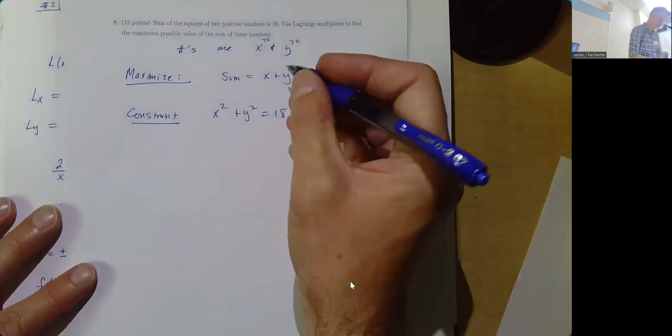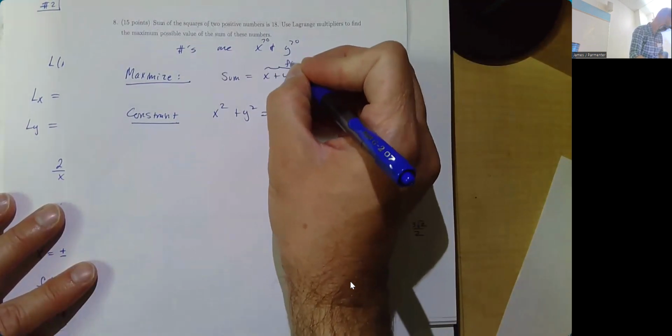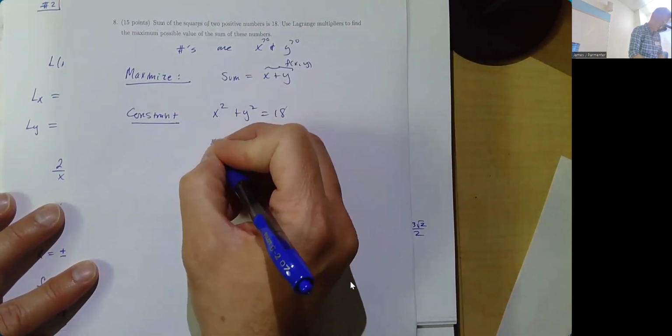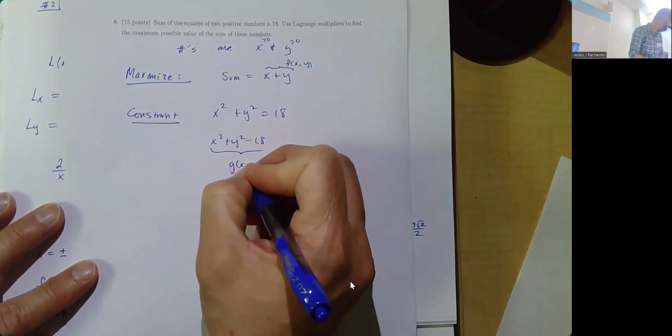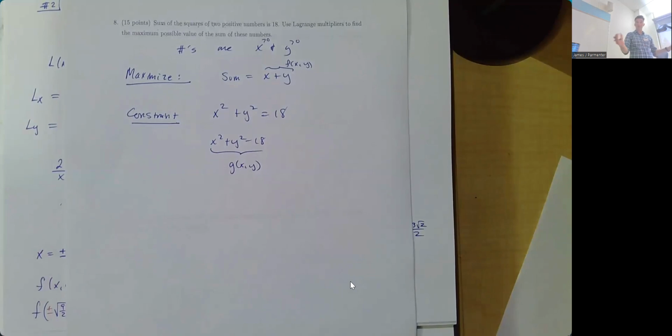There's our f of x y, and setting this equal to 0, there's our g of x y. That is how we would start this problem. So notice that this problem, unlike those other two practice exams, has a lot more reading that we have to do to really even know what the functions are before we start using the process of Lagrange multipliers.